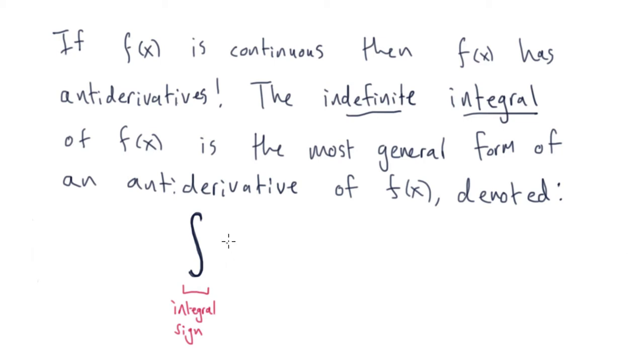And then you put the function f of x and then dx. Okay, so this is the most general form of an antiderivative. So this should equal, this is just the notation that means take any antiderivative and add an arbitrary constant. Okay, so we have a little ways to go with this notation.